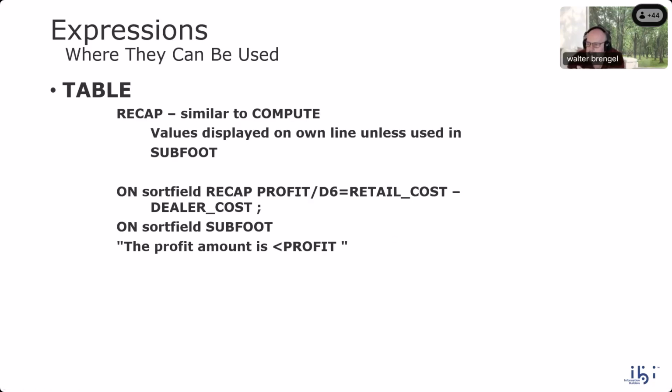On recap, again, I think I mentioned that before, similar to compute. If you don't have a subfoot, the value that you compute in the recap will be shown on its own line. Or you can add your own subfoot and format it and display it however you like. So in the example, I have on sort field recap profit D6 equals retail cost minus dealer cost, and then on sort field subfoot, and then after each sort grouping, you'll see the message the profit amount is. Because it's a recap, it's going to be processed on the aggregated values.